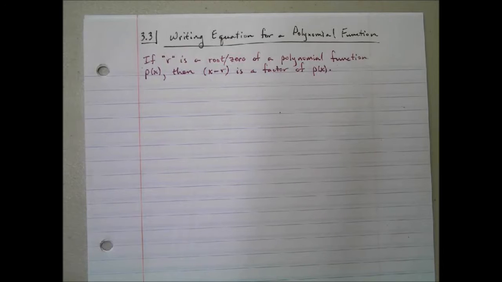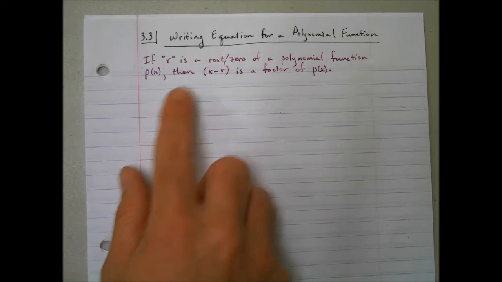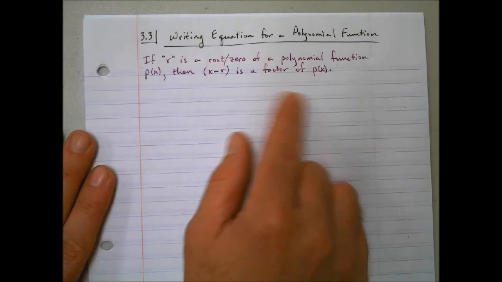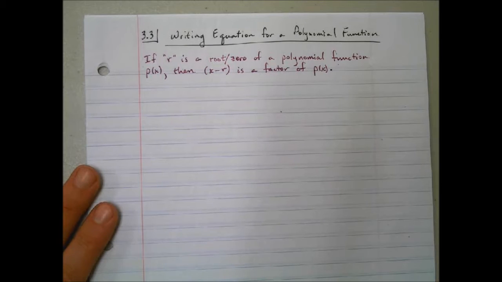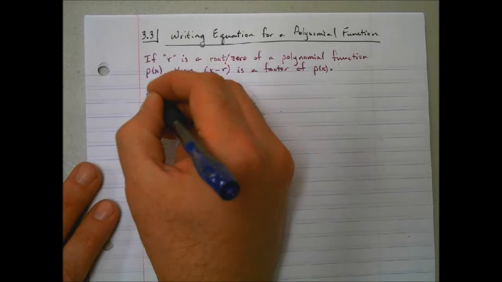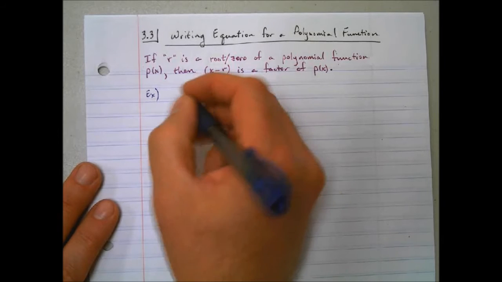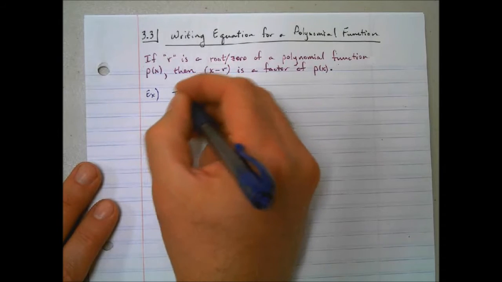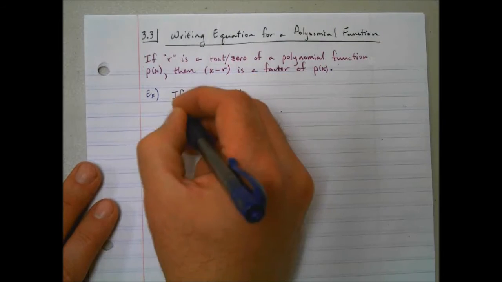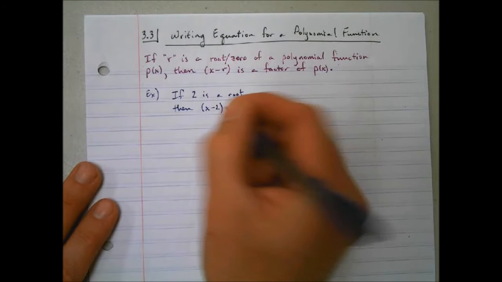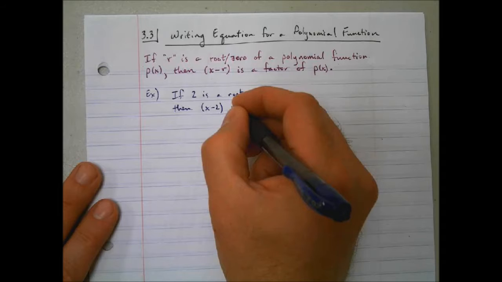Okay, objective 3 for unit 3, writing equations for a polynomial function. If r is a root or a zero of a polynomial function, p of x, then x minus r is a factor of that polynomial. For example, if 2 is a root, then x minus 2 is a factor.